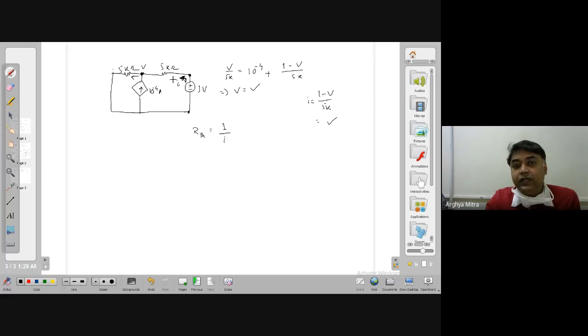Okay, so this is the way, in the presence of a dependent source, you can find out the equivalent resistance, or impedance if it becomes an AC network.